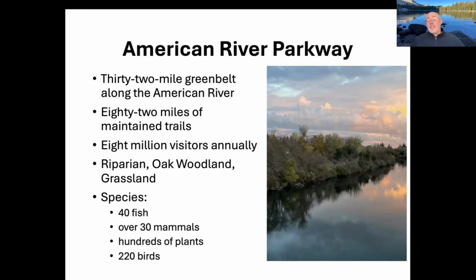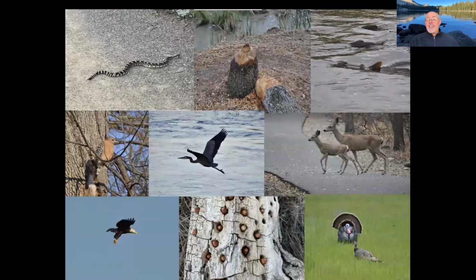There are 40 species of fish, over 30 mammals, of course hundreds of plants, and over 200 species of birds are also found along the river. And I wouldn't be a good ESA member if I didn't show you some of the wildlife along the American River. And it spans bald eagles and turkey, of course, and deer and beavers and a number of species of snakes and so on.